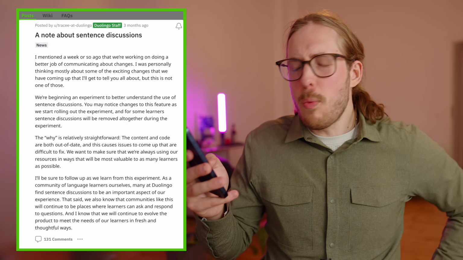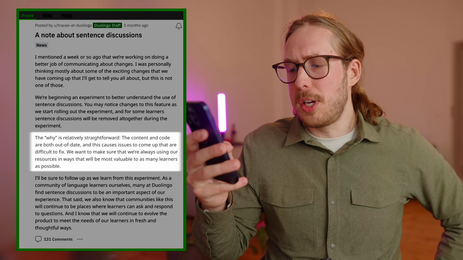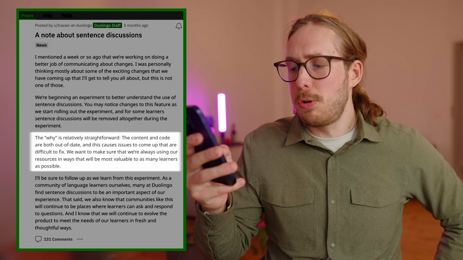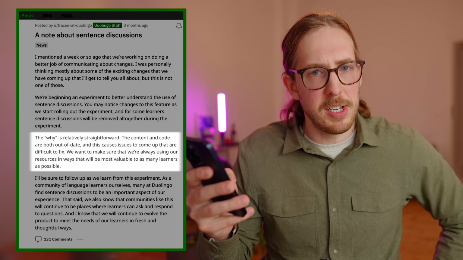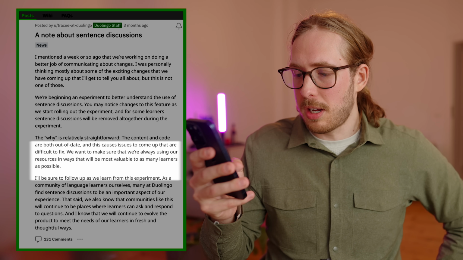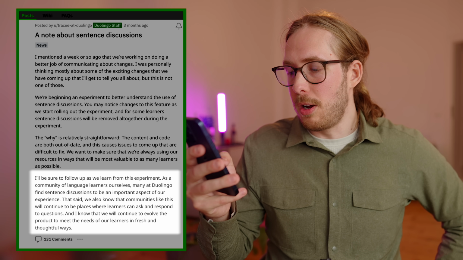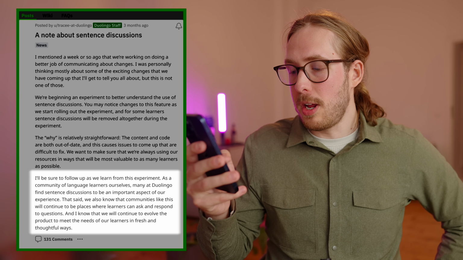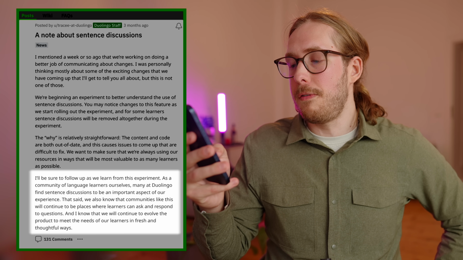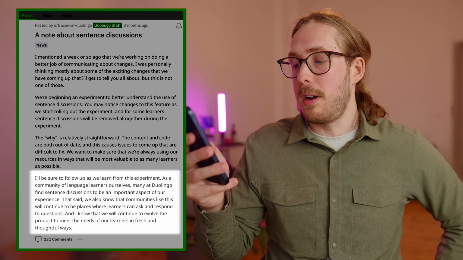I get that. We want to make sure that we are always using our resources in ways that will be most valuable to as many learners as possible. All right, that's gobbledygook. I'll be sure to follow up as we learn from this experiment. As a community of language learners ourselves, many at Duolingo find sentence discussions to be as important an aspect of our experience. Good. Tracy, yes, thank you. You can understand why they're important as you take them away. A weird type of gaslighting thing you're doing here.